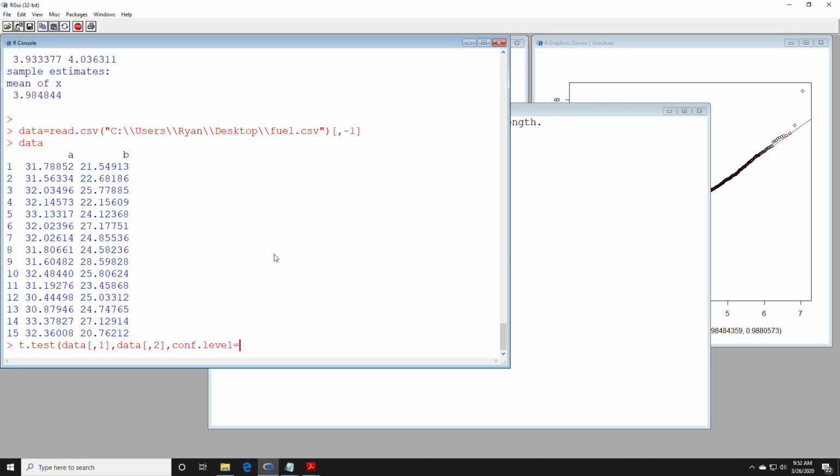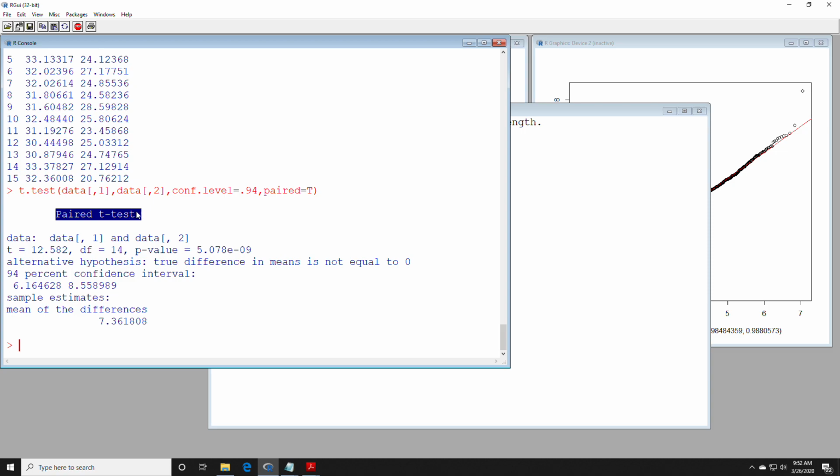Conf.level equals 0.94, I think. And now, the one thing that we haven't said: before we put var.equal true or false, that's when we had independent samples, but now we have a matched pairs design, so we need to tell it that it is paired, and I believe the argument is paired equals TRUE. Okay, if it gives me an error, then I'll know otherwise.